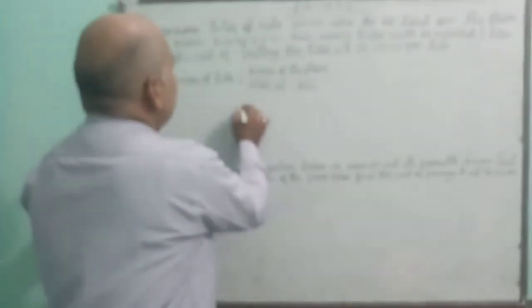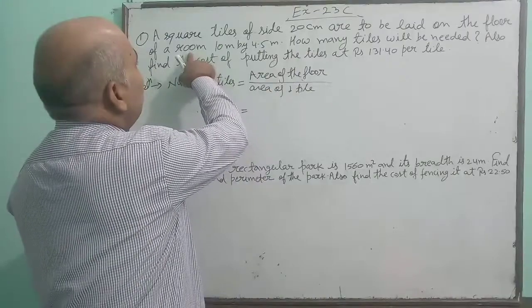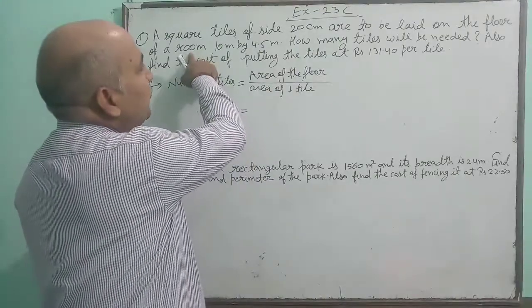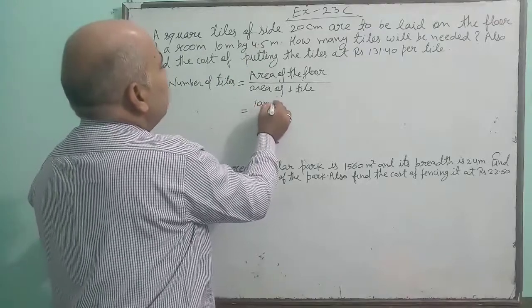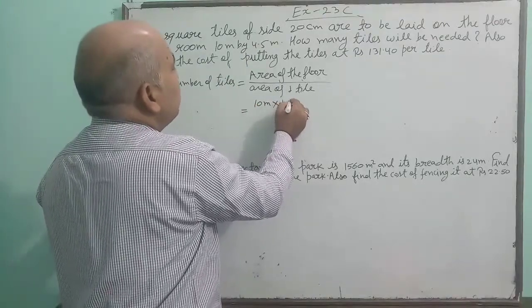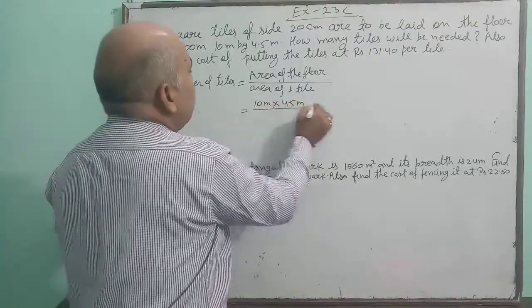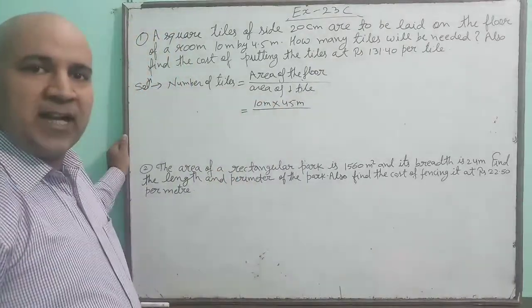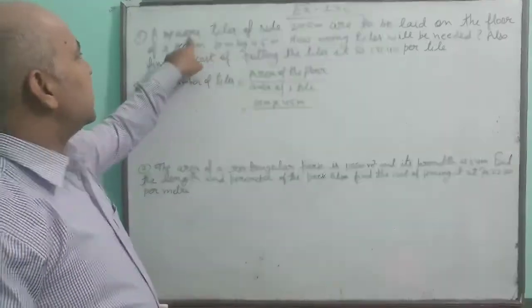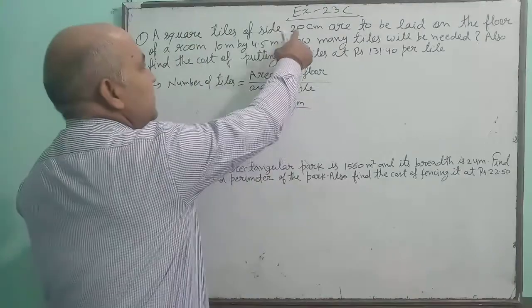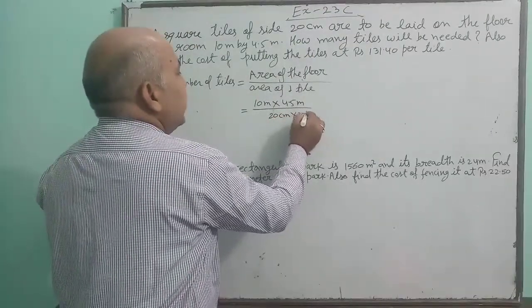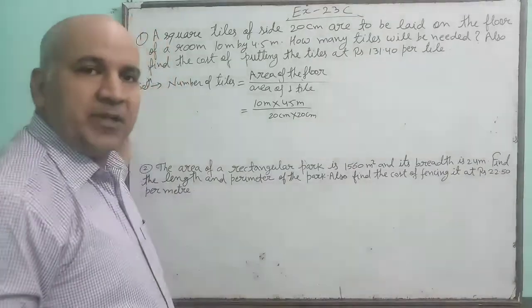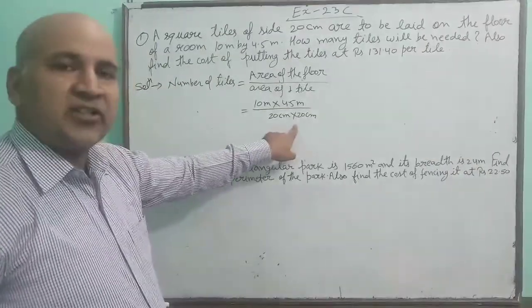In this question, the area of the floor means the area of the room, because the room's length and breadth are given. So length is 10 meters, breadth is 4.5 meters. And what will be the area of one tile? The tile is in the shape of a square and its side is 20 centimeters. So 20 centimeters into 20 centimeters. This is the area of one tile.